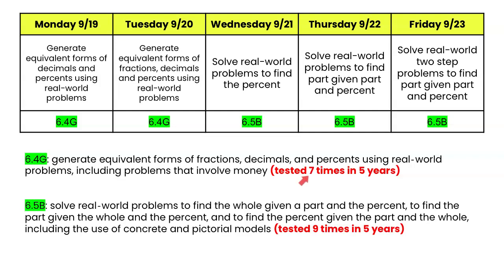Real quick, I want to point out the frequency of these TEKs on the STAAR test. 4G is a readiness standard, but it's only been tested 7 times in the last 5 years. So for a readiness standard, that's actually pretty low. But 5B is tested nearly 2 times every year. It's been tested 9 times in the last 5 years. So these are obviously very important TEKs. They are high priority. We want to make sure that we're giving students ample practice with these TEKs to get to mastery, and we want to show them all the different ways that this could possibly be tested on the STAAR test.